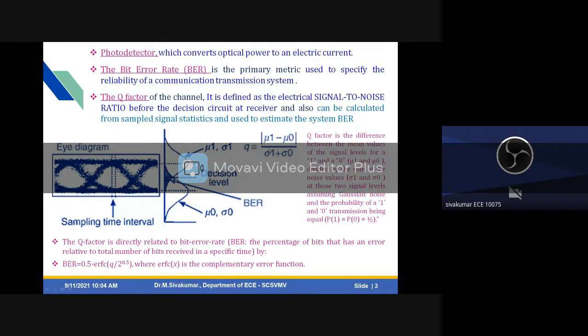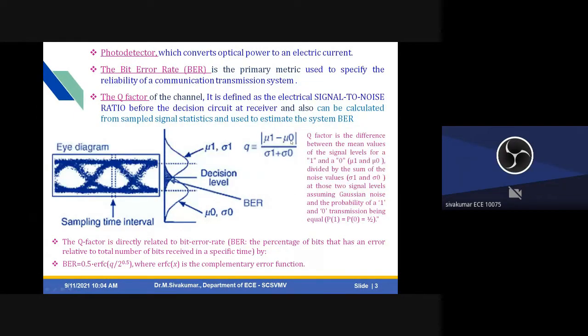This is the formula to find the Q factor. Q equals the modulus of the difference between mu1 and mu0, divided by the sum of sigma1 and sigma0. Here mu1 and mu0 are the signal levels for 1 and 0, with mu1 and sigma1, and mu0 and sigma0 shown here. The rising edge and the falling edge are also shown. Based on that, the Q factor is directly related to the bit error rate.